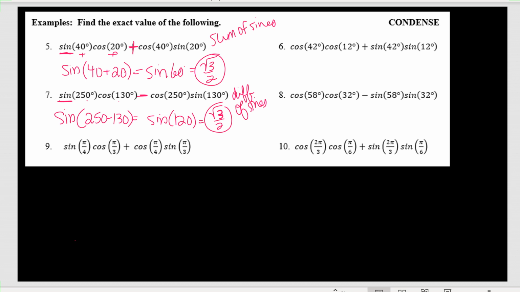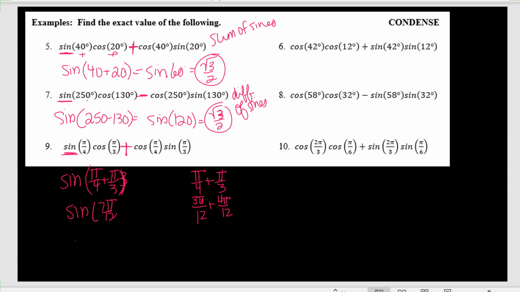Number 9, it is again the sum of sines, and I just need to add those two radian values together. So off to the side, let's do pi over 4 plus pi over 3. Pi over 4 would be 3 pi over 12, and pi over 3 would be 4 pi over 12. So that gives us sine of those two angles, pi over 4 plus pi over 3, equaling sine of 7 pi over 12.